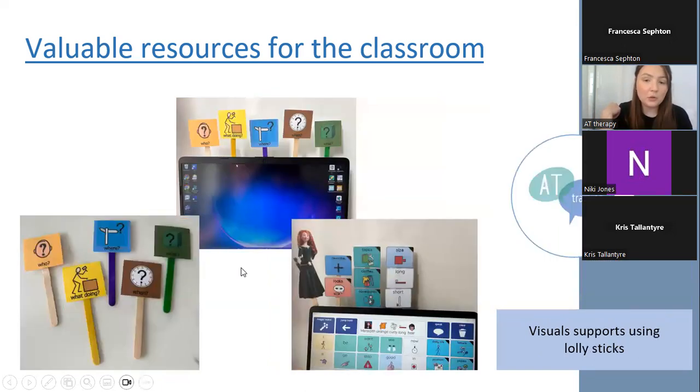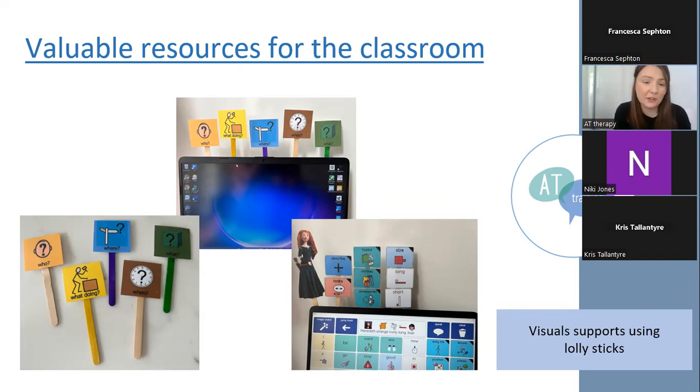Moving on to using lolly sticks. Again, it seems like a really easy, simple thing, and it really is. Most schools, Key Stage 1 especially, have lolly sticks knocking around. So instead of flattening the visuals on a desk in front of the learner, I just blue tack them onto something that's in the learner's direct eye line. So they're not looking around, they've just got what they need right in front of them.